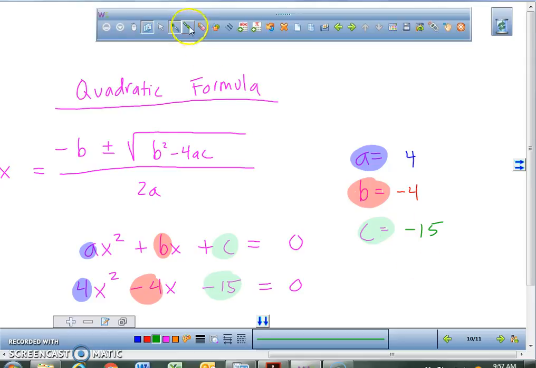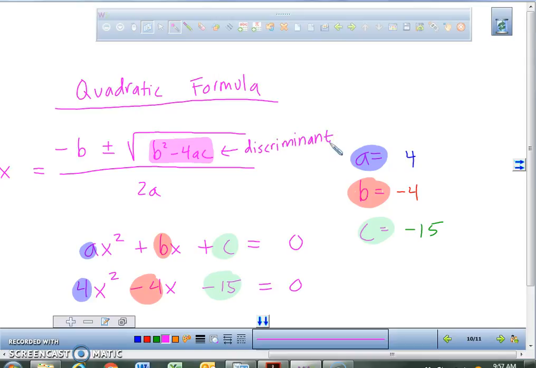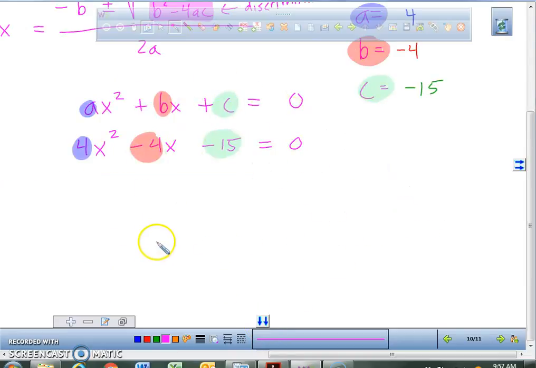The first thing that you always do is solve for the discriminant. This part of the quadratic formula, the b squared minus 4ac, is referred to as the discriminant. So whenever you're solving this, you always start with the discriminant first. I'm going to write down b squared minus 4 times a times c and see what that is equal to.